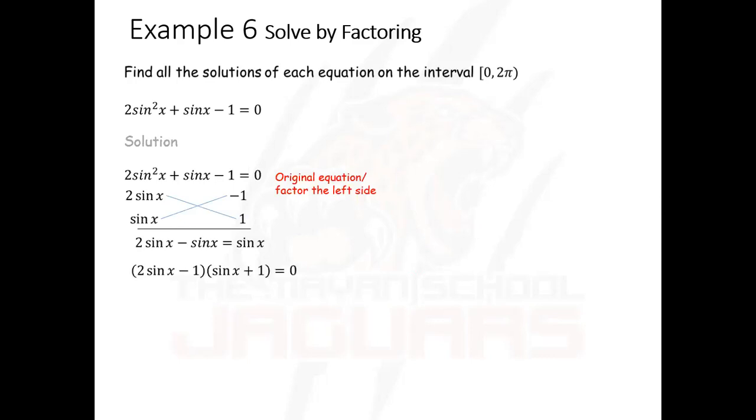So the factors are 2 sine of x minus 1 and sine of x plus 1. We put them together into an equation in factor form: 2 sine of x minus 1 times sine of x plus 1 equals 0. Then, by using the zero product property, I can make each of the factors equal 0. So it becomes 2 sine of x minus 1 equals 0, or sine of x plus 1 equals 0.